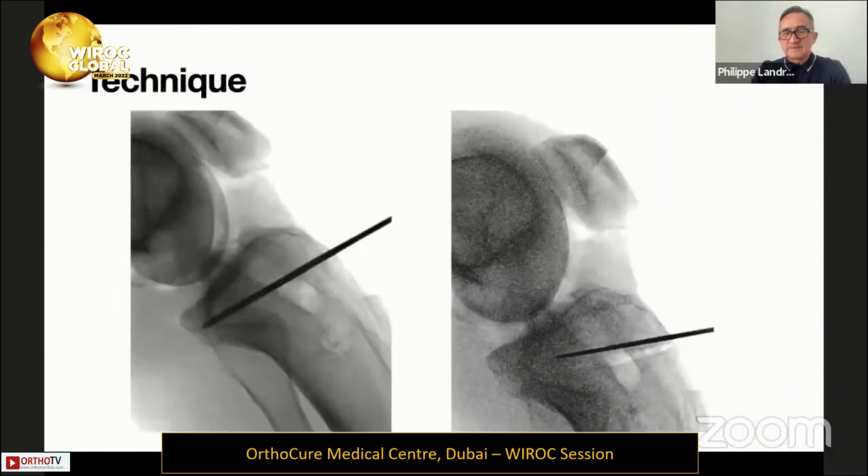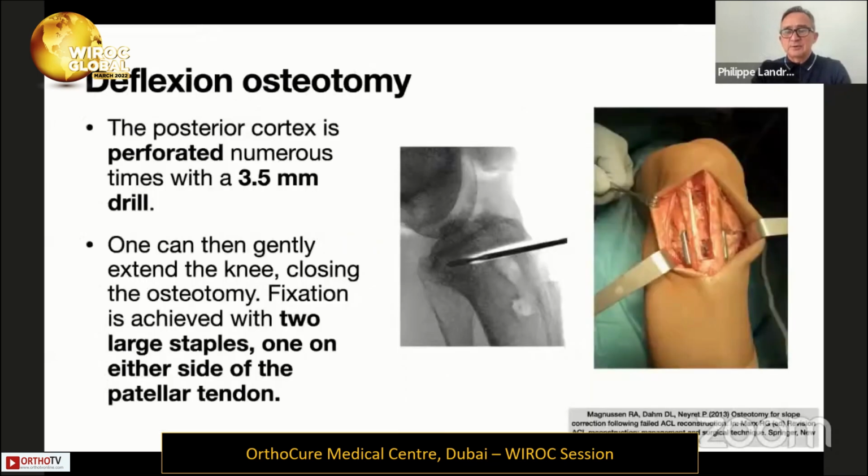So you see this fluoroscopy image. You reach the posterior cortex, you progressively remove the anterior cortex, you perforate the posterior cortex with the 3.5 millimeter drill. Pay attention to not go too far. You understand why. And then you gently extend the knee and you close the osteotomy in that way. Exactly the same procedure when we do a closed valgus tibial osteotomy with the technique of closed lateral osteotomy.